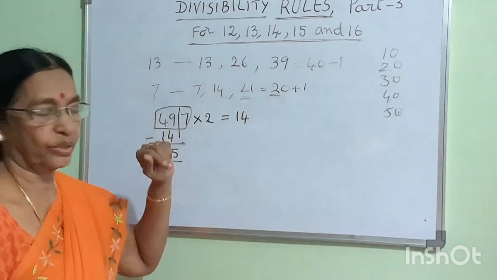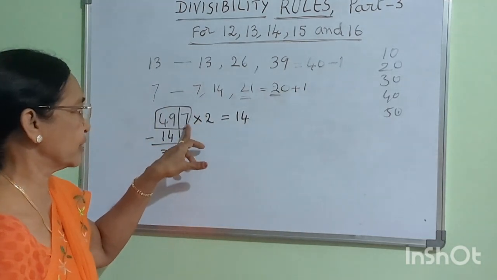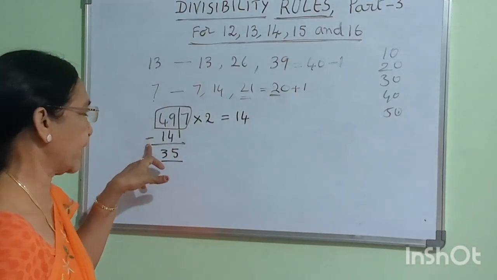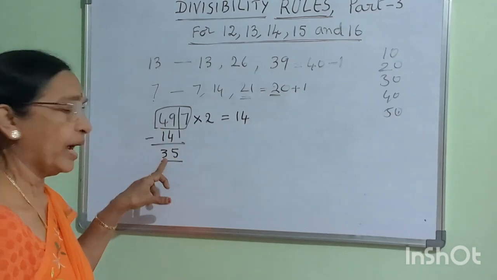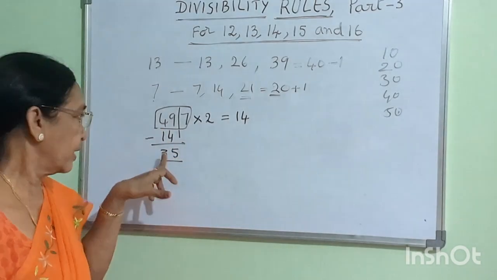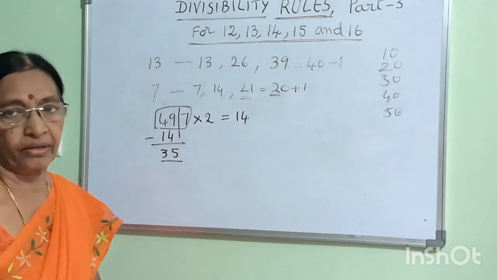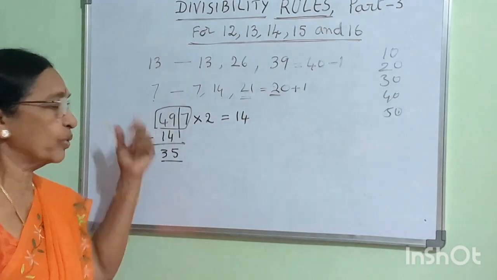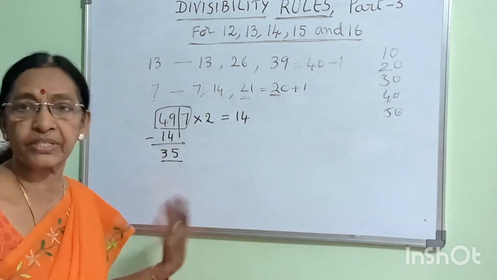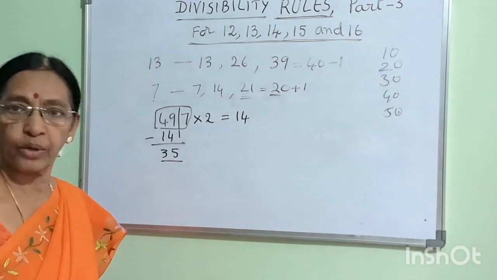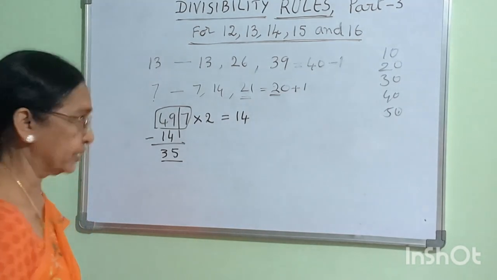Thus, we got the rule. Multiply the units digit by 2 and subtract it from the remaining number and test whether the remaining number is divisible by 7 or not. If it is divisible by 7, the whole number is divisible by 7. If it is not divisible by 7, the whole number is not divisible by 7.